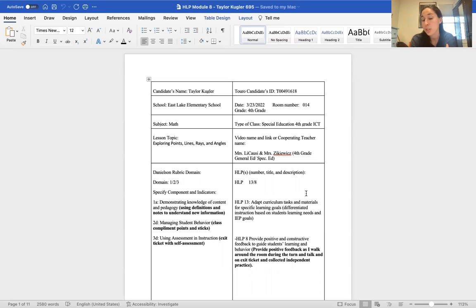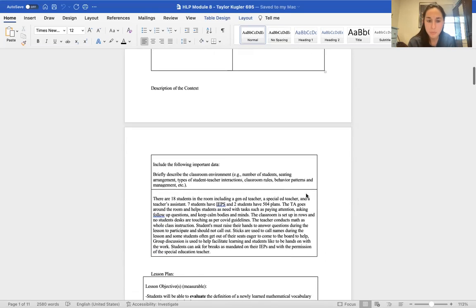There are two focus learners, Jenna and Avery. Jenna has more behavioral situations where she has to be redirected using visuals, whereas Avery is much more learning LD, so she has a filled out vocabulary sheet that will be provided. And lastly, HLP 8, providing positive and constructive feedback to guide students' learning and behavior. As I walk around the room, I want to use words such as amazing, fantastic, things along those lines, so they know that they're doing a good job during the lesson.